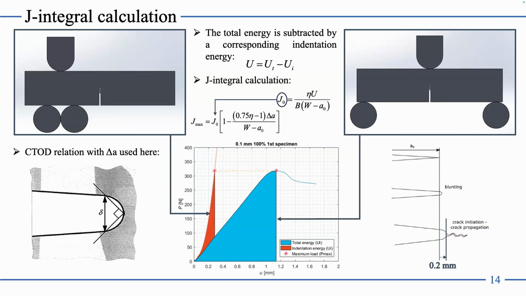So the total value was corrected by this indentation. So we used the proper results. Like, this is the regular test. This is the indentation, and the J max value is just to show the results here, just to compare from 40 to 10%, but the real value should be at 0.2. So the K1C should be measured at the 0.2 crack propagation.